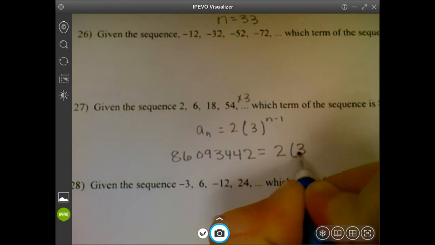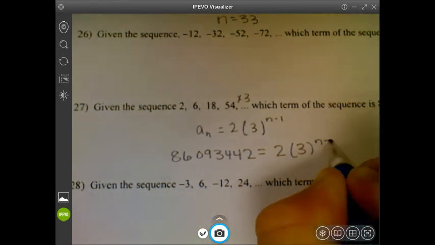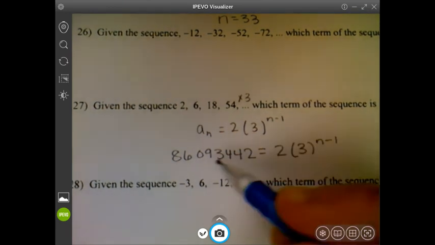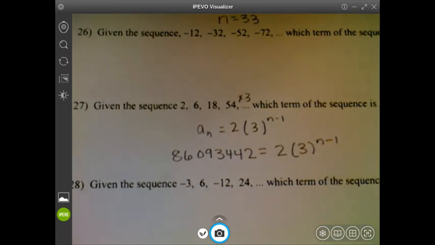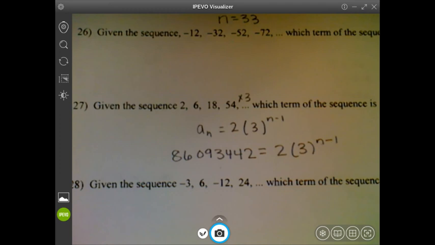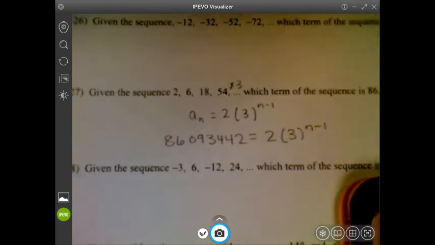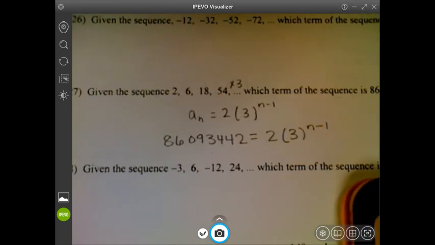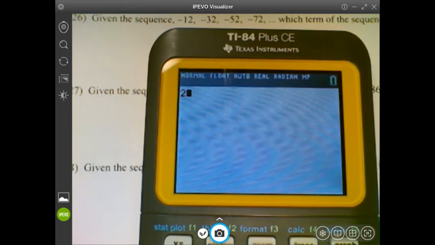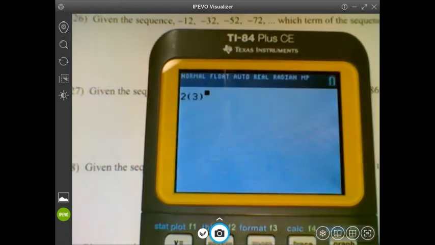86,093,442. What n do we plug in so that when we do this calculation, we end up with that value there? So because it's an exponential, my guess is that's why this is so big, right? Base of 3. So this is probably a ways down the line, probably not as far as the last one at 33, but we're going to go ahead and give it a shot. So 2 parentheses 3 to the power of n minus 1.